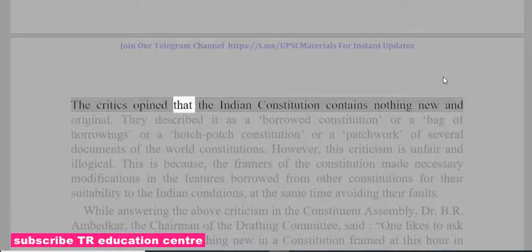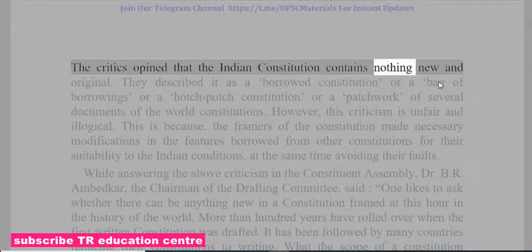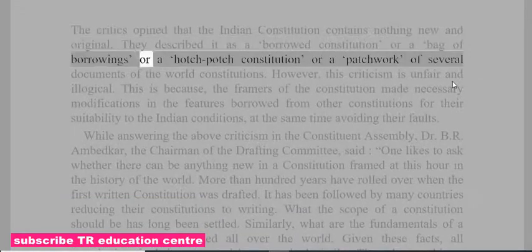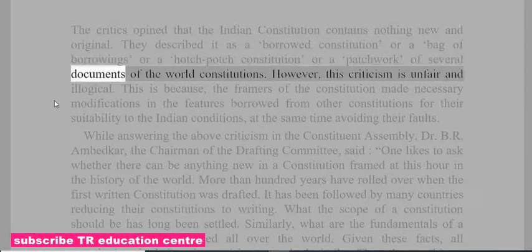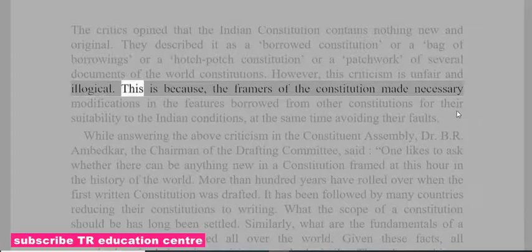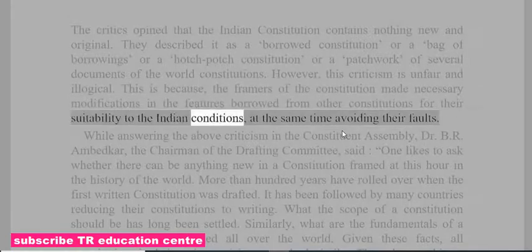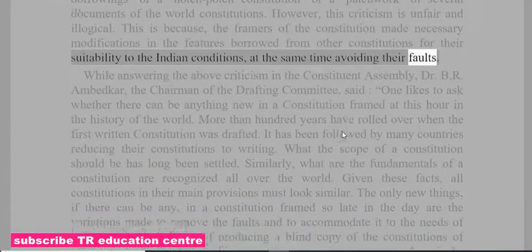The critics opined that the Indian Constitution contains nothing new and original. They described it as a borrowed constitution, or a bag of borrowings, or a hodgepodge constitution, or a patchwork of several documents of the world constitutions. However, this criticism is unfair and illogical. This is because the framers of the Constitution made necessary modifications in the features borrowed from other constitutions for their suitability to the Indian conditions, at the same time avoiding their faults.